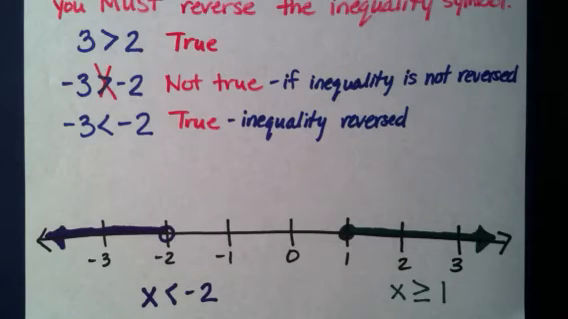On the other side, in green, we have x is greater than or equal to 1. Because we have greater than or equal to, we have a filled-in circle at 1. Because the inequality points to the right, our line is going to head to the right.